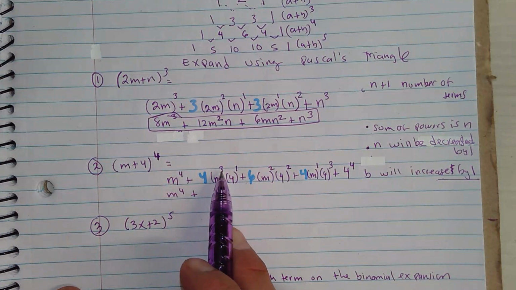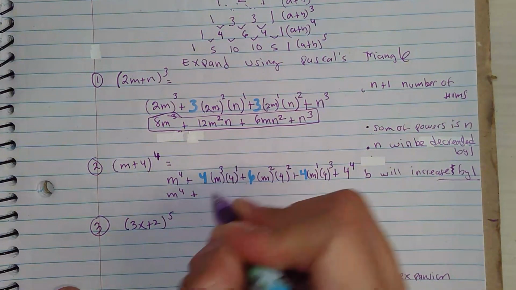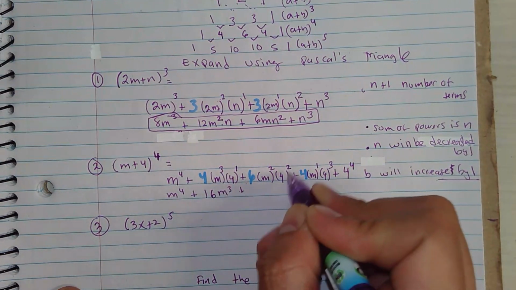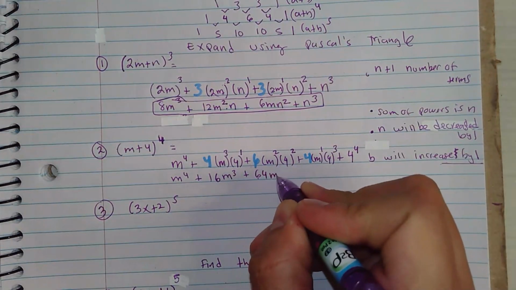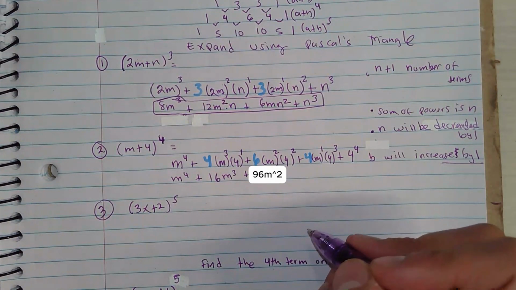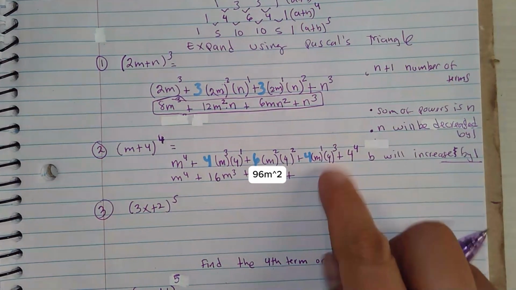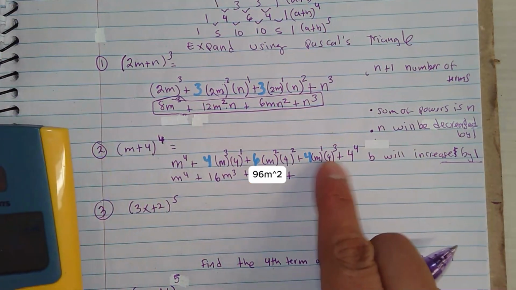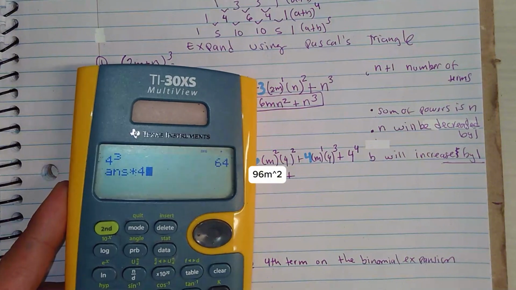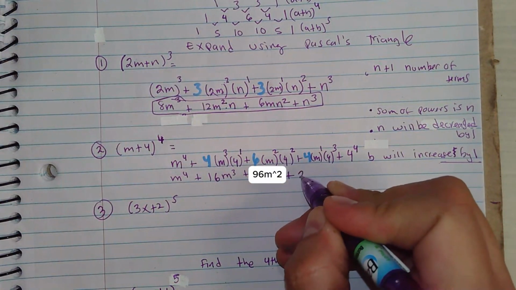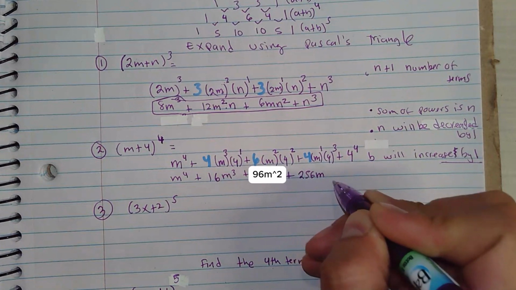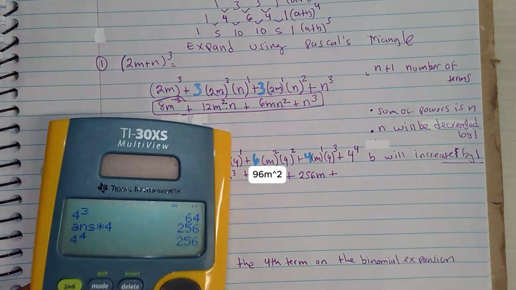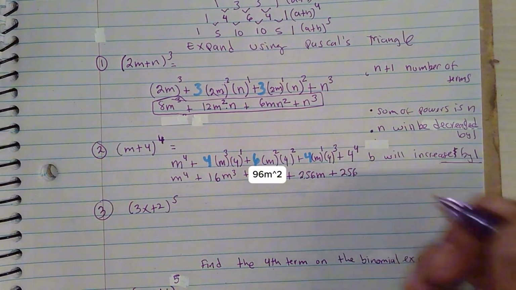So m to the 3rd is m to the 3rd. So this will be 4 times 4 will be 16 m to the 3rd, plus 4 squared is 16 m to the 2nd, and plus 4 to the 3rd is 64, and 64 times 4 is 256 m, plus 4 to the 4th, which will give us 256. Okay, and that's the answer for that one.